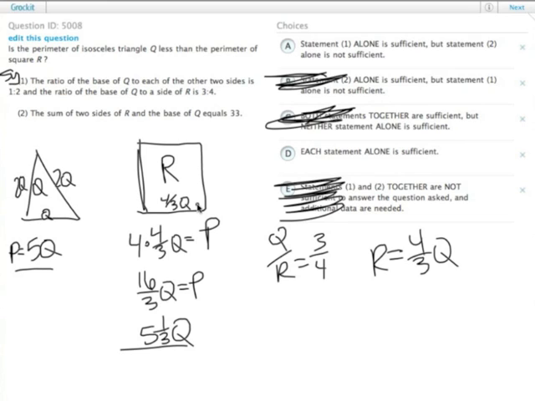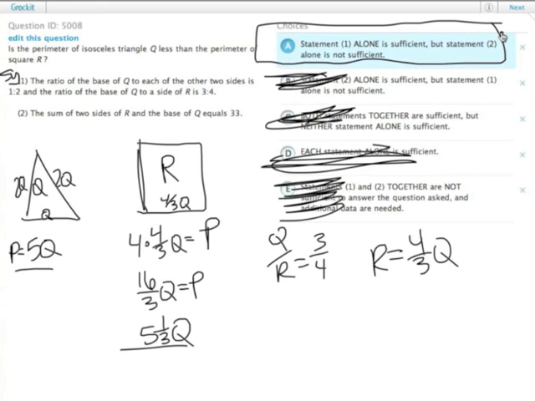33 units. Whether half of it is R and half of it is Q, whether most of it is R and some of it is Q. So we have no way of determining the relationship between the perimeters of the two figures. We can cross off answer choice D and circle or select answer choice A.